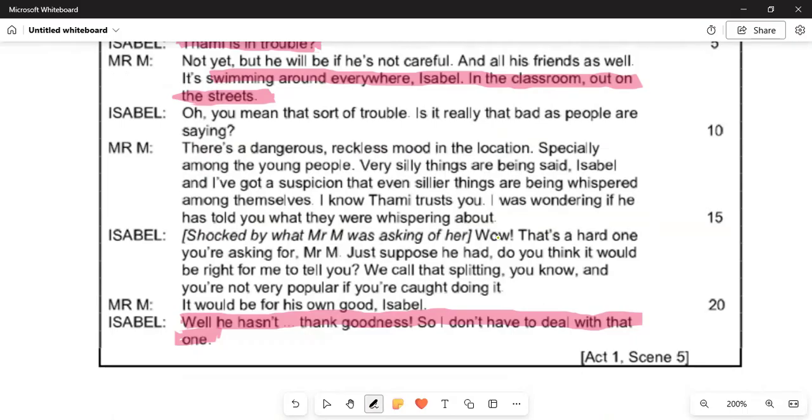Then Mr. M replies, "It would be for his own good, Isabel," with a commanding voice, and we are seeing it there. And Isabel replies, "Well, he hasn't. Thank goodness. So I don't have to deal with that one." So we can see this dialogue is taking place whereby Mr. M seeks information from Isabel Dyson. You can revisit this in Act 1, Scene 5.